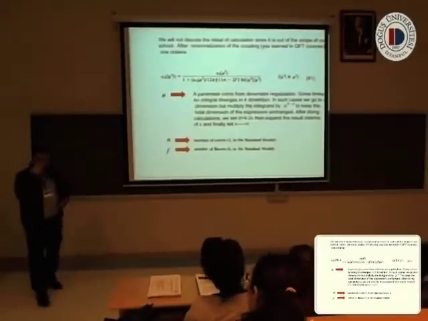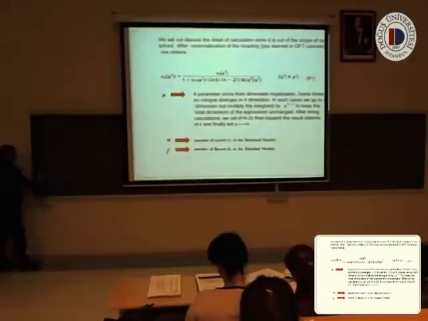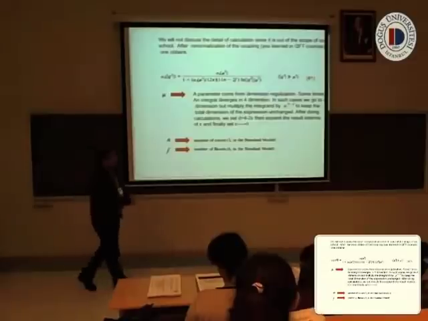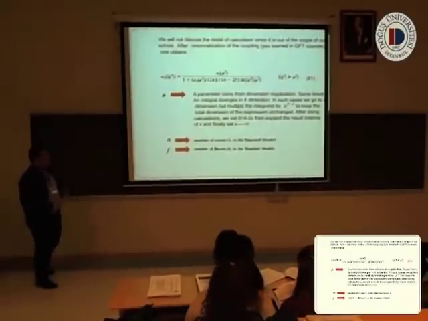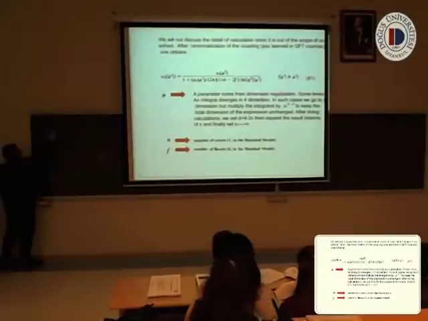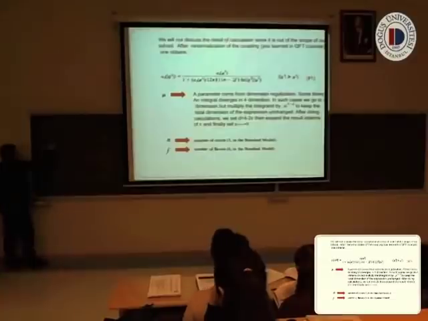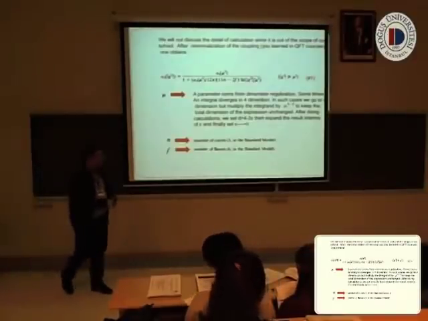Maybe you will be shown this next week, and you may also see it in QED courses. After going to d dimensions, setting d to this quantity and expanding the expression in terms of epsilon, if we set epsilon to 0, we will get a final result. Sometimes we will have contributions such as gamma of epsilon, which is equal to 1 over epsilon plus some other terms, and when we set epsilon to 0, this will give us infinity, but the infinities cancel each other. And finally, we will get the finite result.